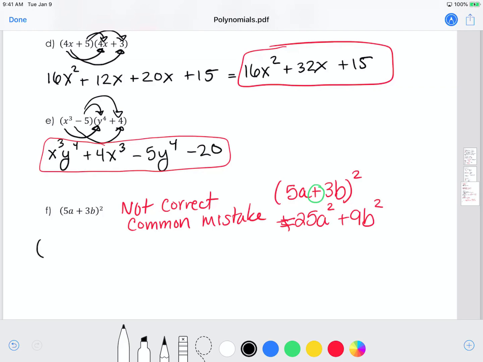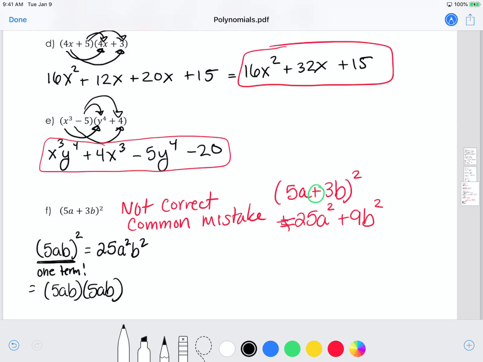that would be the case if I had something like this. Notice that there's no addition or subtraction sign in here. It's just one term. So I take the 5 and square it, which gives me 25. I would take the a and square it and get a squared, and I take the b and square it and get b squared. Because this is the same thing as saying 5ab times 5ab. When you square something, you're multiplying it twice.